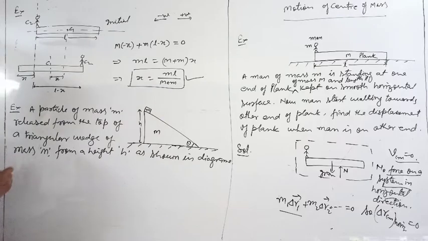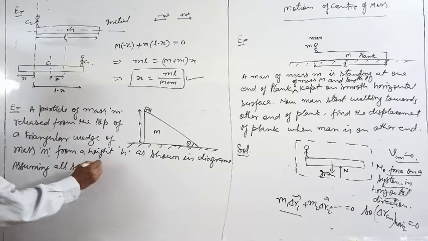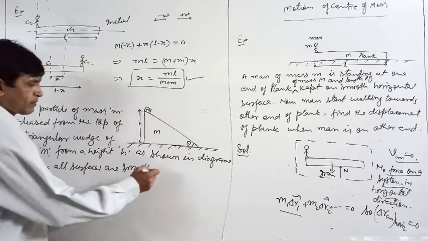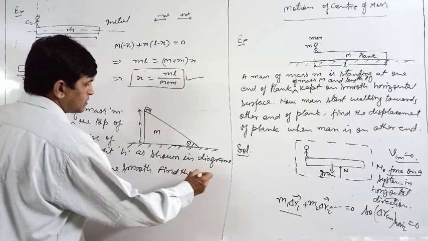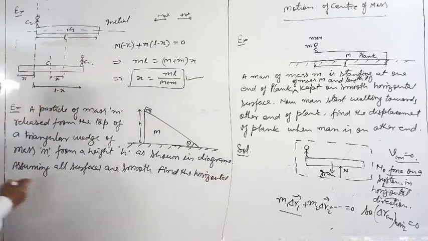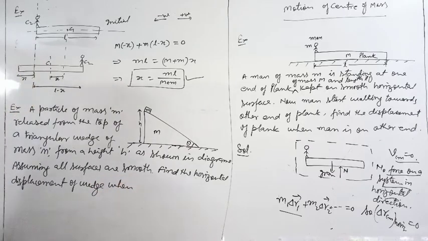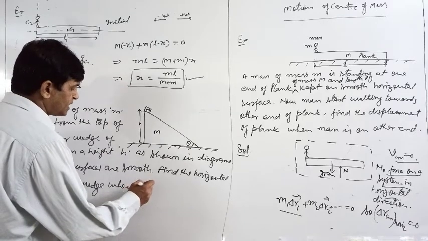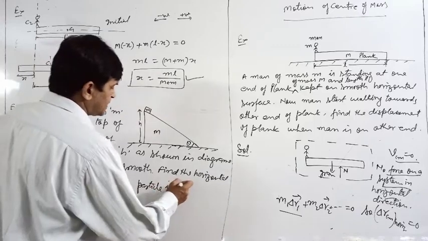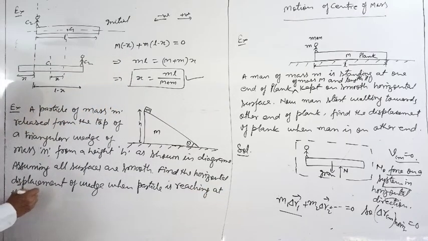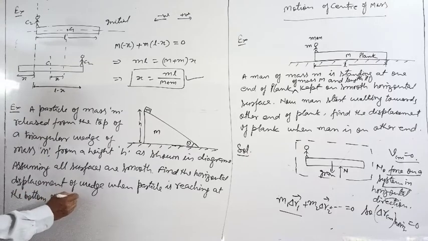Assuming all surfaces are smooth, find the horizontal displacement of the wedge when the particle is reaching at the bottom of the wedge.